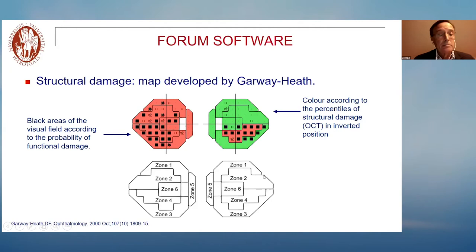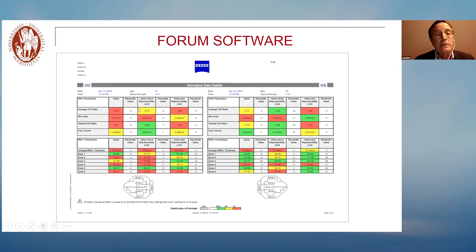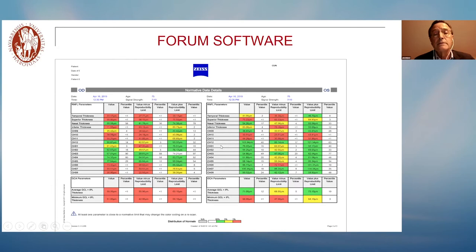It's the Garway-Heath map. In the second page, you can see different structural parameters with different colors from the OCT. And in the last page, the other parameters from this OCT with the variability of the results.